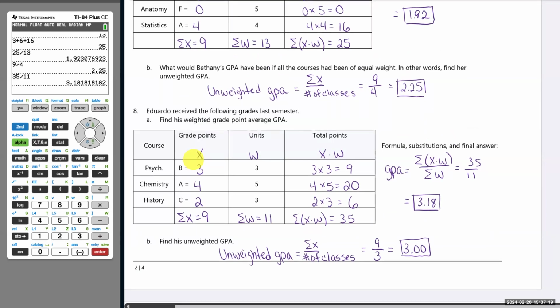All right, so that should help you with your GPA questions on presenting the work: variable headings, variable column sums, writing formula, substituting, and then final answer.